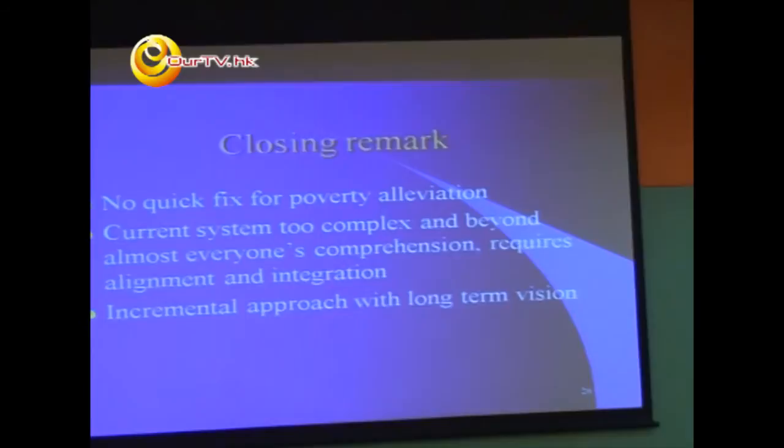They need to study, and they need to participate. So my closing remark, I probably spent too much time, overran too much: there's no quick fix for poverty alleviation. There are a lot of problems. Our system is so complex and beyond comprehension.